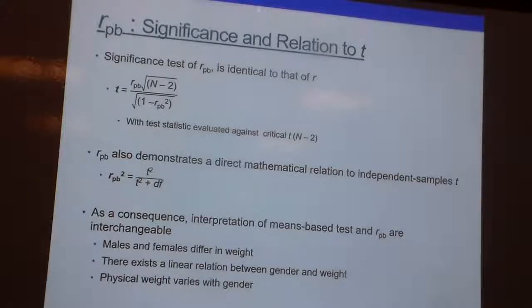So again, interpretation of mean-based tests and our point biserials are interchangeable. If I get a significant point biserial correlation, I could say men and women are different in weight, and that would be perfectly fine. I could also say gender is related to weight, and that's fine. Just however I want to talk about it. We could say there exists a linear relation between gender and weight. Physical weight varies with gender. We can communicate things in a way that's going to mean the most to our audience, moving back and forth. Okay. Questions about what we're doing here with our point biserial?